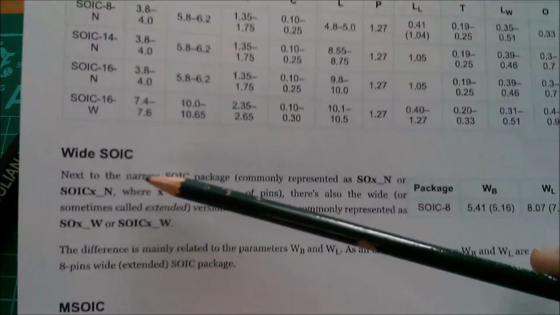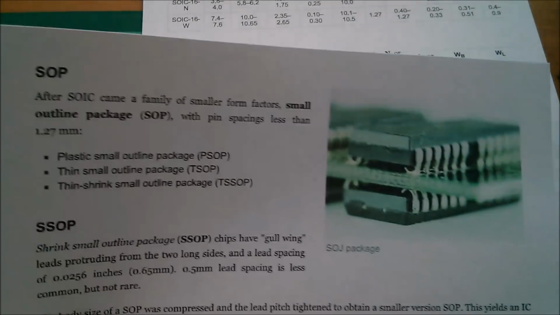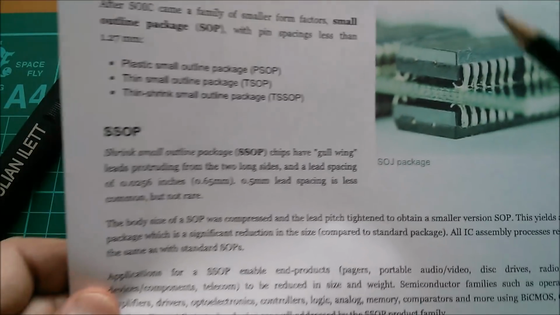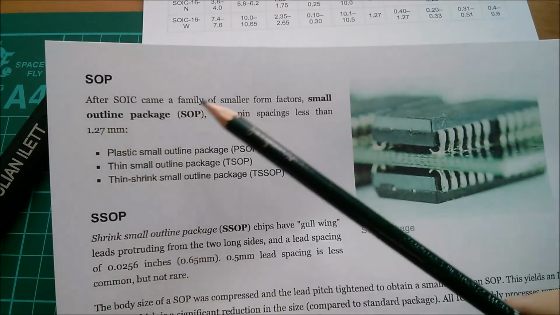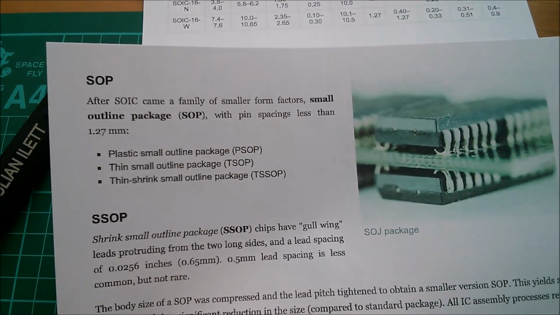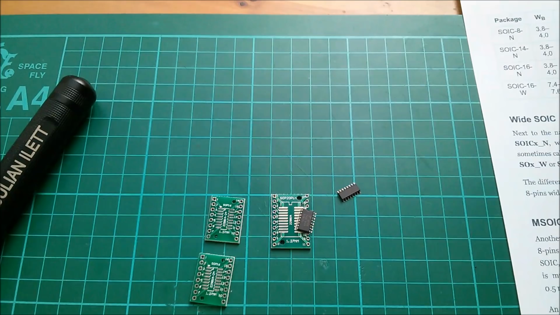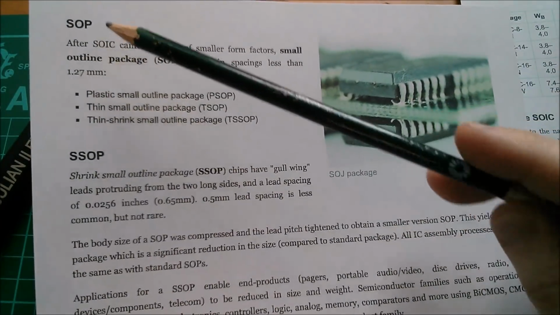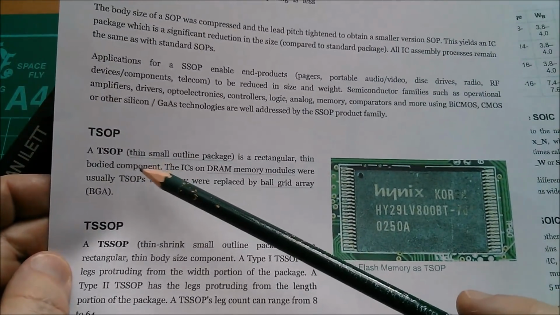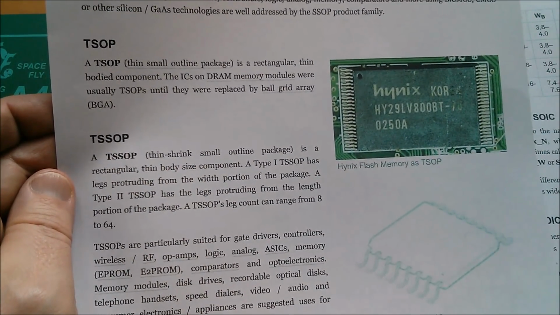So as well as narrow SOIC and wide SOIC, we also have M SOIC. There's also SOGE. What's SOGE? That's this thing here with the J-shaped leads which sort of sit underneath the package. Then there's SOP. After SOIC came a family of smaller form factors, small outline package, SOP, with pin spacings less than 1.27 millimeters. Oh, well then these are not really SOPs, are they? They're SOICs. Right, so after SOP, we've got SSOP, which is shrink small outline. Then you've got TSOP, thin small outline. And then of course you've got TSSOP, the thin shrink small outline.